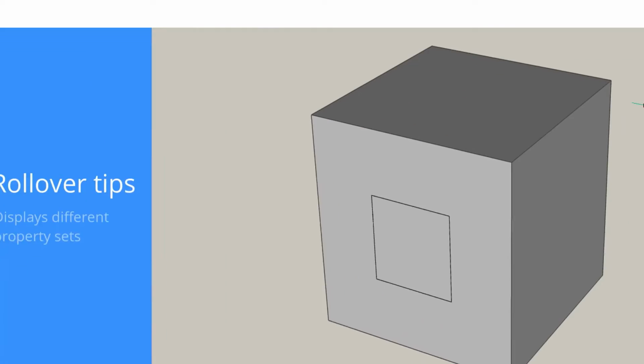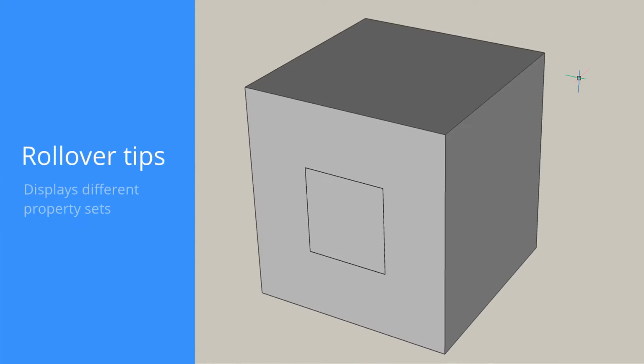In BricsCAD, the user interface includes everything that you need and nothing that you don't. Hover over a model element and a rollover tip will display that element's properties. Different types of elements will display different property sets.